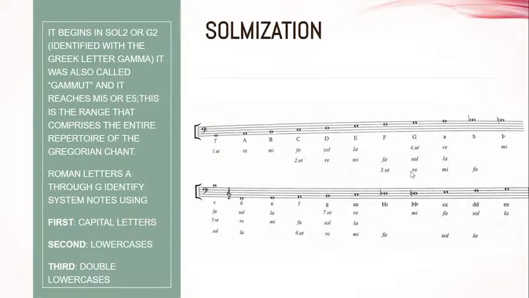So the English took the literal meaning. This is G, always. This is A, always. More practical people. I don't care about all the ut, re, mi, just leave me alone. G, A, B, C, D, those are the notes. And that is where it comes from.